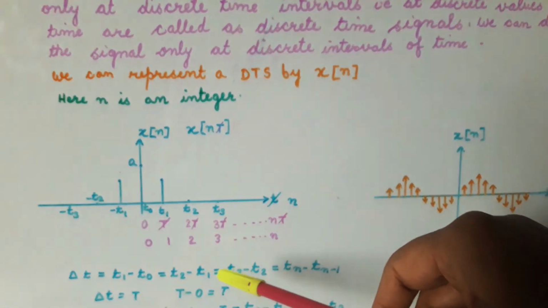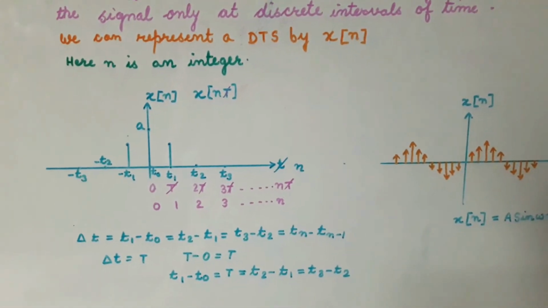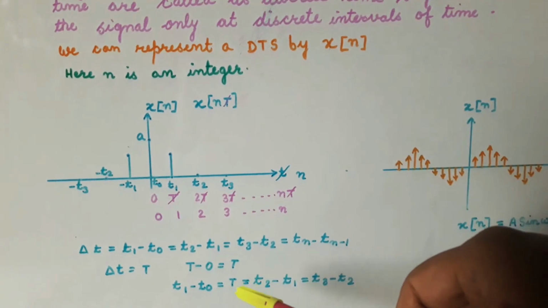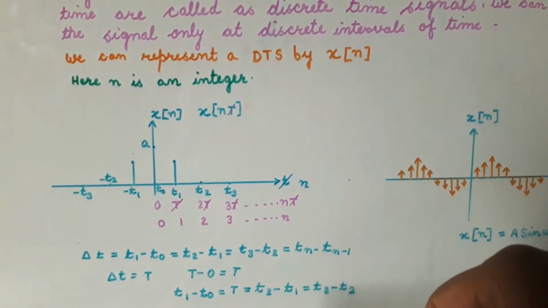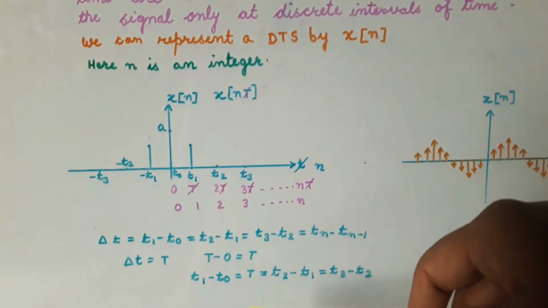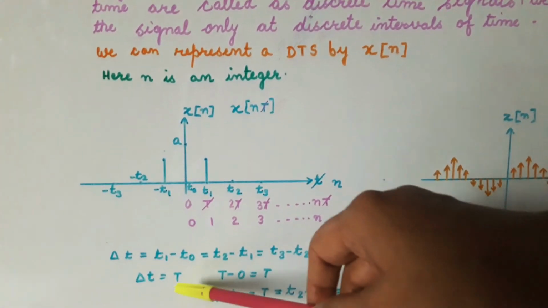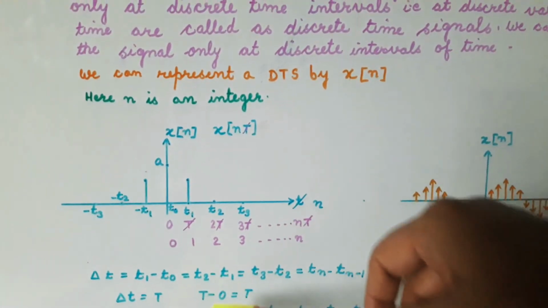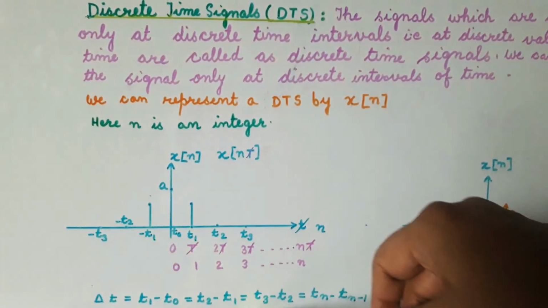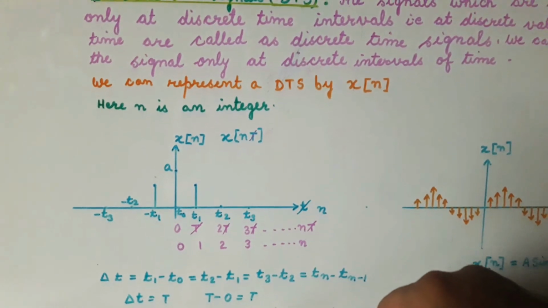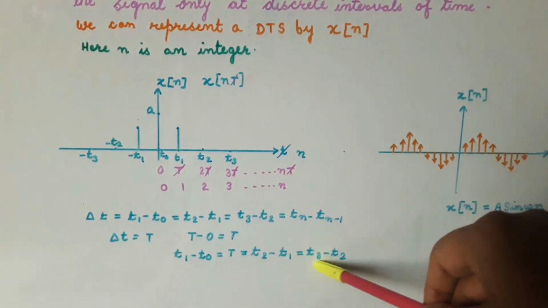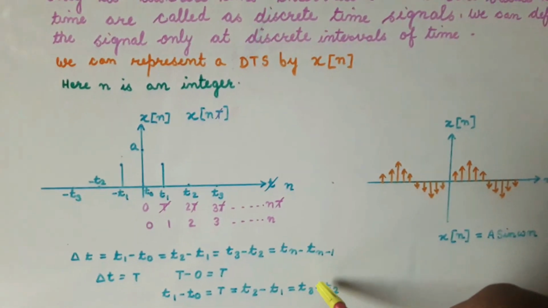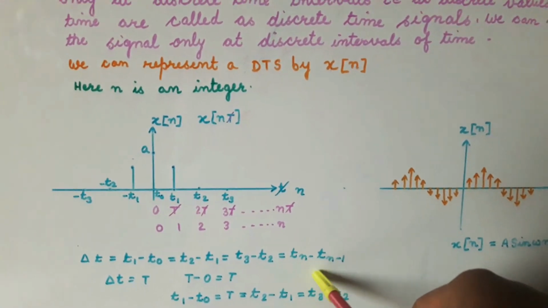Now let us consider the case of uniformly sampled signals. In this case, when the signal is uniformly sampled, it means that delta t will be the same in each case, and let us suppose that the value of delta t is equal to capital T. So the value of t1 minus t0 will be equal to capital T, that will be equal to t2 minus t1, that will be equal to t3 minus t2. And when this happens, then tn minus t(n-1) will also be equal to capital T.